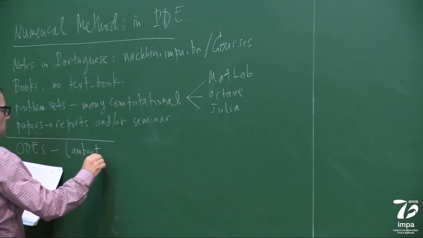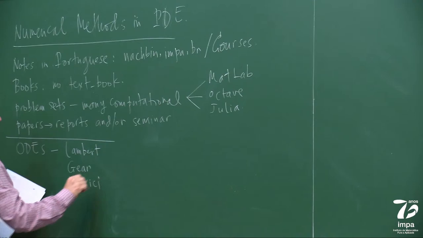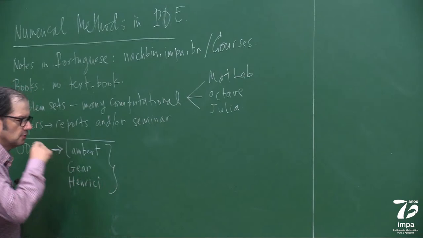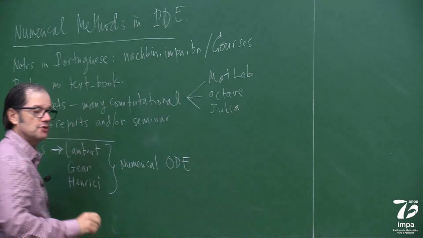So there's Lambert, who has a book. Gear. Henrici. I usually follow a little more of Lambert. These are entire books on just numerical ODEs. If you put this into Amazon, whatever, you see the full title. We have them at IMPA. This is basically numerical ordinary differential equations, the whole book on this, right? I'm doing stability analysis, many things, very good books.